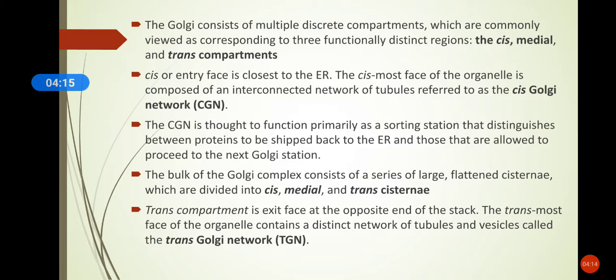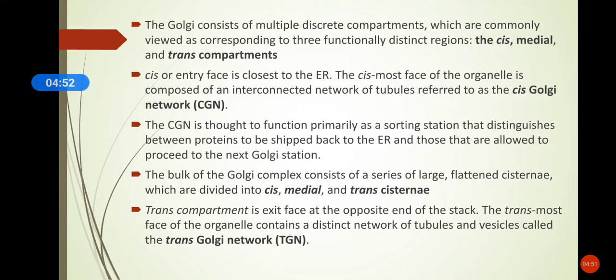It will distinguish between proteins that are to be shipped back to the ER and the proteins that should go to the next Golgi station. Some proteins that are ER proteins are by mistake transported, and the CGN will ship them back to the ER, and the other proteins that are destined to other destinations, and even to the Golgi itself, will go to the next Golgi station. So that is the function of the CGN.